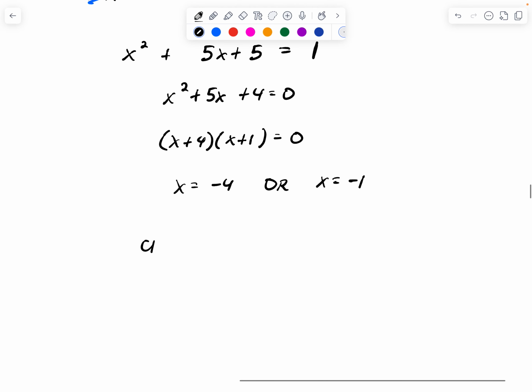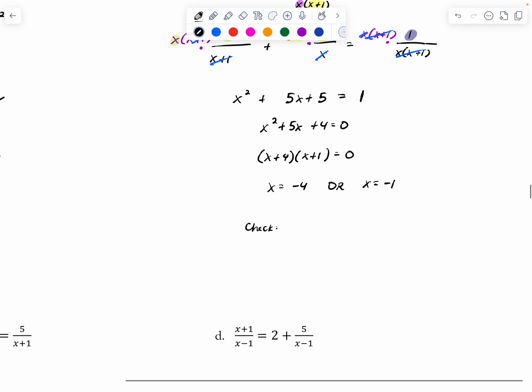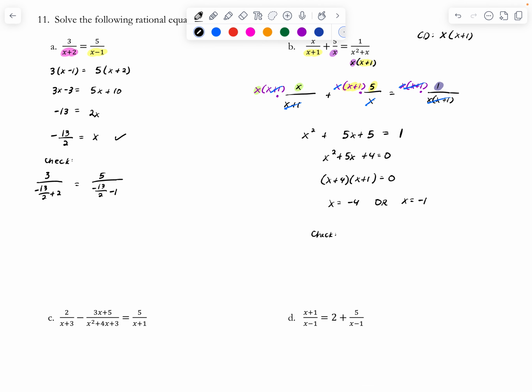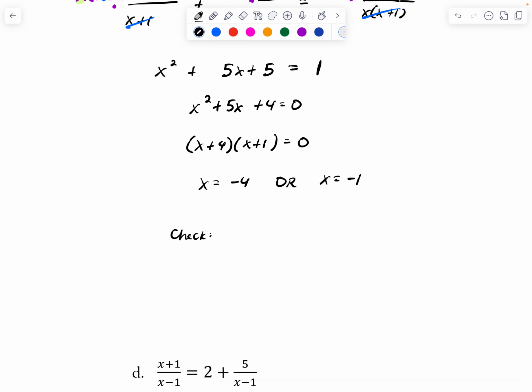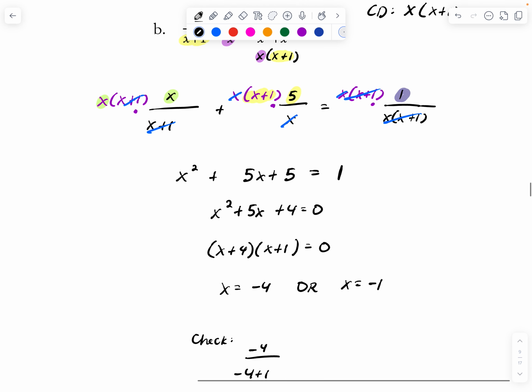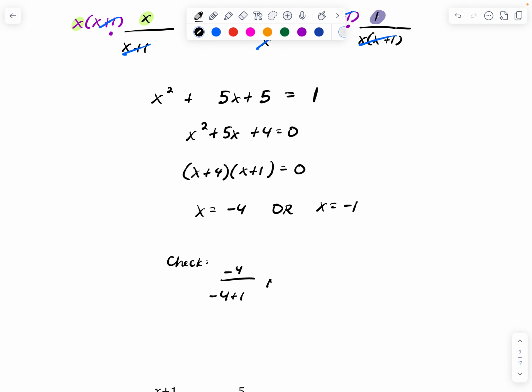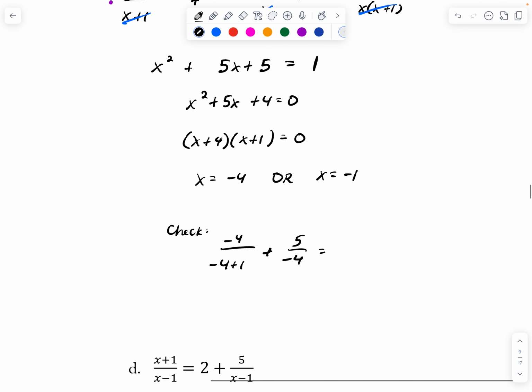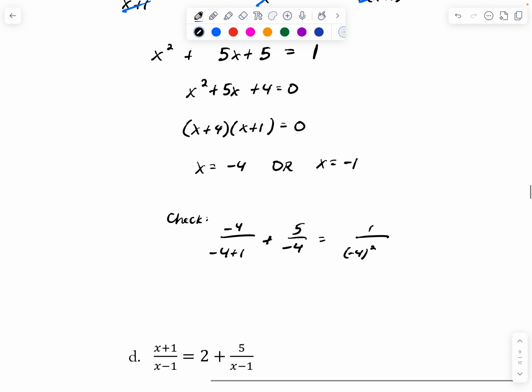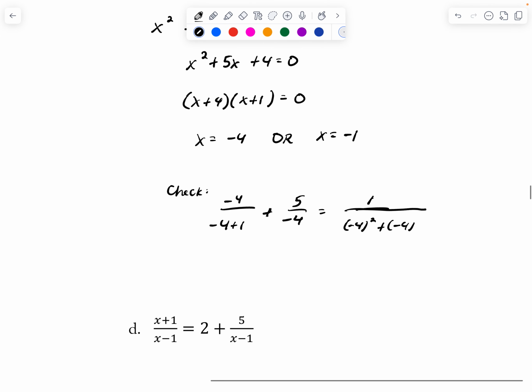Again, you should check, right? If I plug these into the original, I would get negative 4 over negative 4 plus 1, plus 5 over negative 4 equals 1 over negative 4 squared plus negative 4. I don't know why I wrote x, I apologize. None of those denominators would become 0, so this one's okay. So x equals negative 4 works.